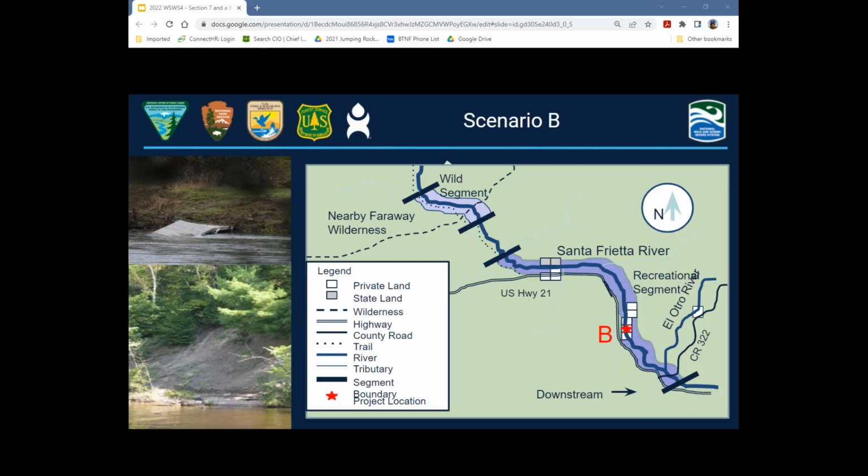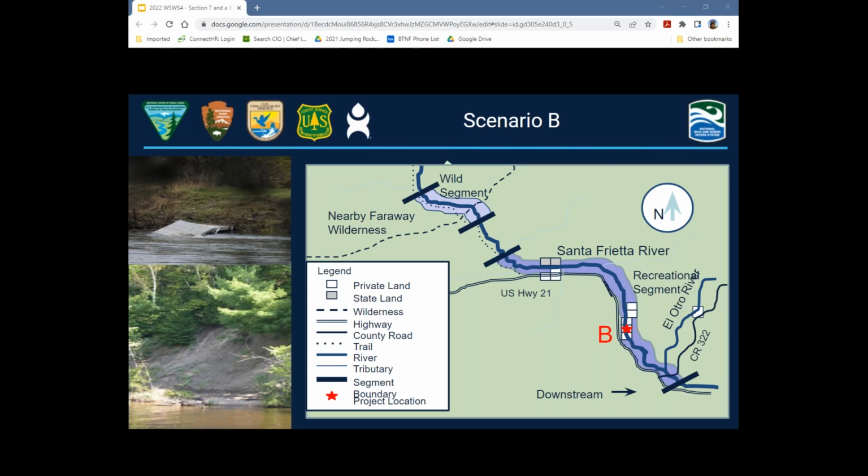Okay, the next scenario is proposed by a private landowner who lives on US Highway 21 along the recreation designated portion of the river. The landowner wants to repair the damage to the stream bed classified as recent flooding. The flood of 2007 changed the course of the segment of the Santa Frietta River, and the landowner lost a significant amount of river frontage near the house. So he's losing his house, big deal.